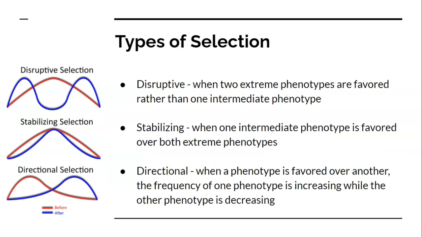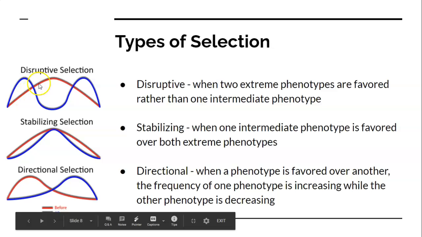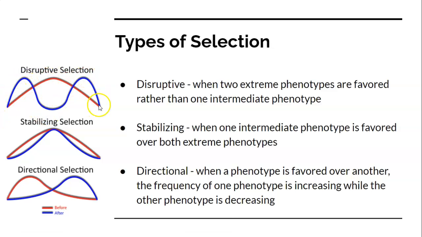And then there's three types of selection. So selection is talking about favoring phenotypes. So there's disruptive, and that's when two extreme phenotypes are favored rather than the intermediate middle. And so what these pictures are is the red is your general bell curve, and the blue is what is actually happening. So disruptive is when your extremes are favored.